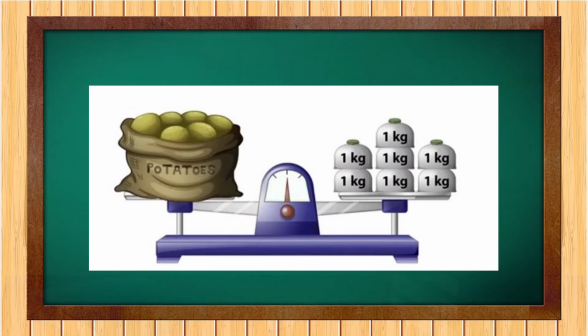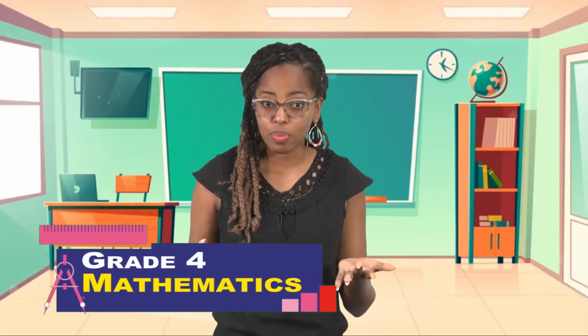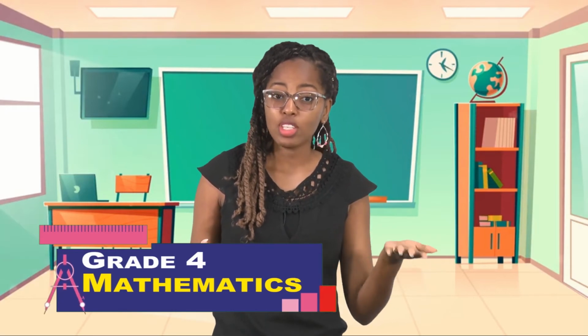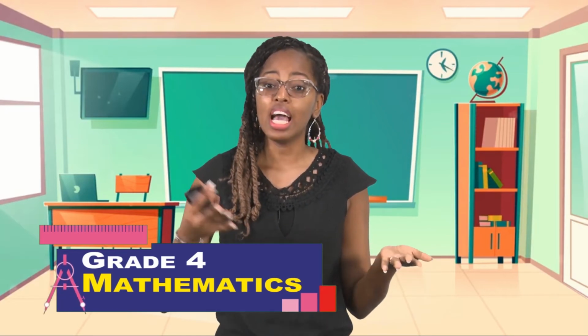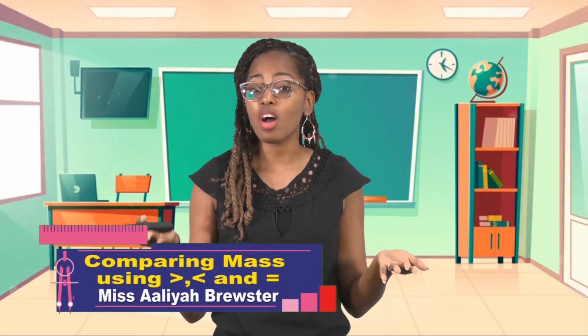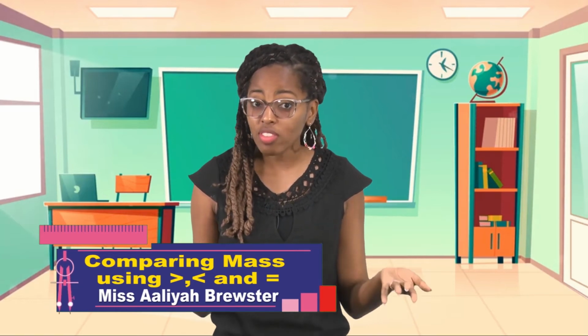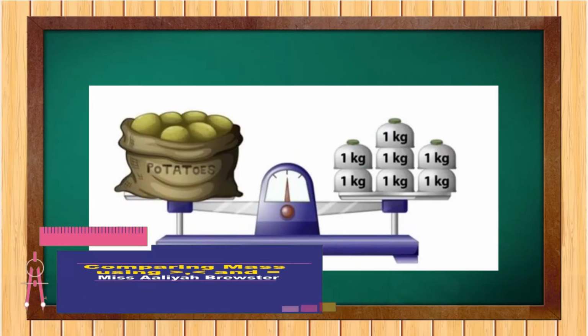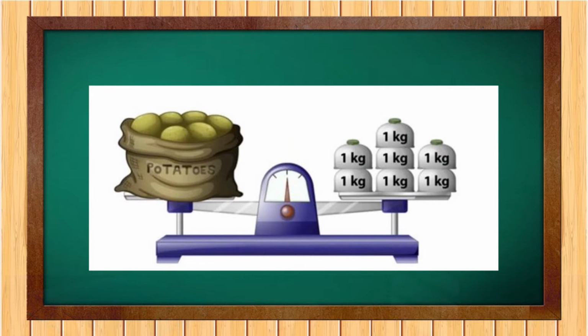Second example, we can use the balance scale also to indicate the mass of an object. The balance scale works in this way. On one side, we'll have the object that we want to measure, and then on the other side, we'll have a weight that is equivalent to the object we're measuring. In this case, the bag of potatoes has a mass of 7 kilograms.